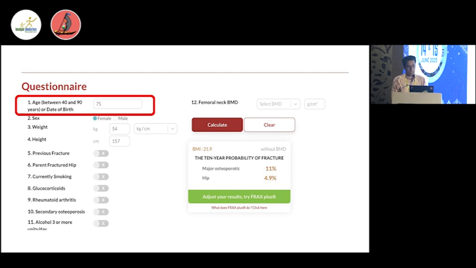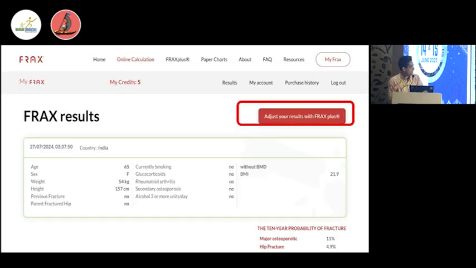But otherwise, to make it very simple, we have a FRAX Plus. So this is a FRAX Plus. This is also available online. So we can adjust the probability by using the FRAX Plus in the online software to have an exact fracture risk in case of diabetes. Now about the management part in diabetes.